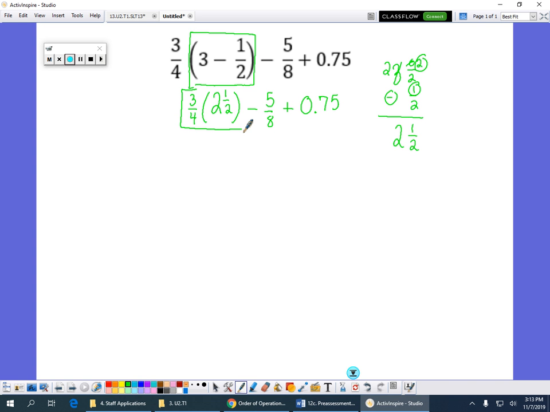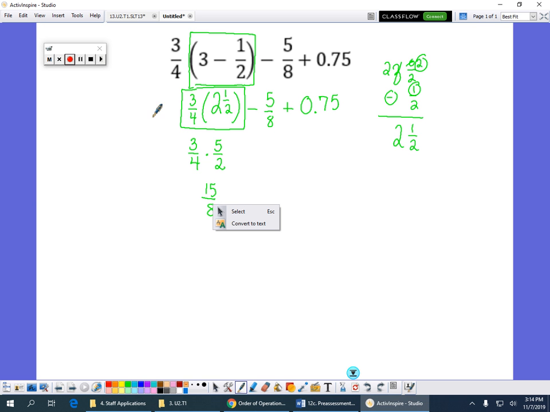I will multiply next. When I go to multiply, I will change these so that this one's a fraction greater than 1. So 2 times 2 is 4 plus 1 is 5 halves. And then some of you are thinking that you need like a common denominator, but multiplication doesn't need that. So I'm just going to multiply the numerators. 3 times 5 is 15. Multiply the denominators. 4 times 2 is 8.